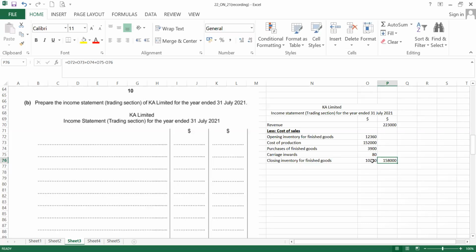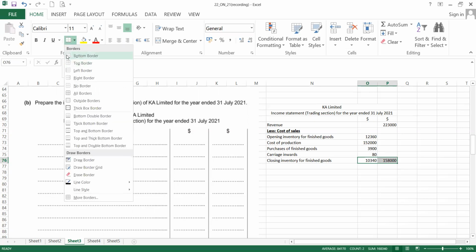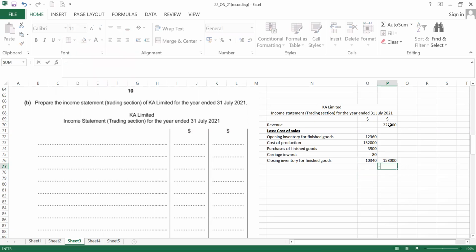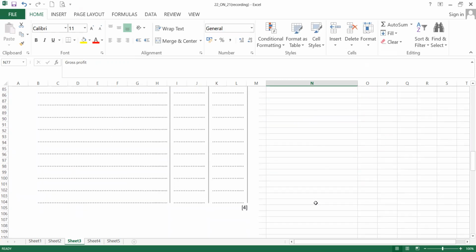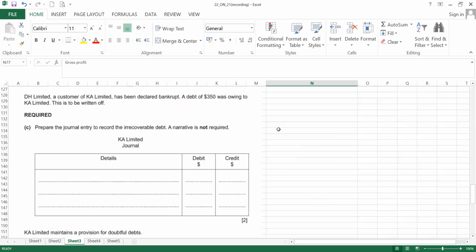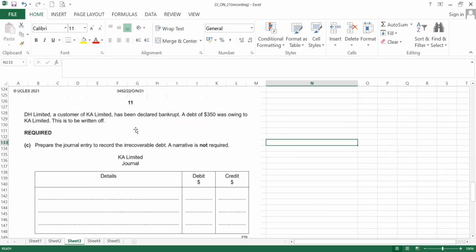So this amount, we take this minus this. So we get 65,000. Let's put in here a remark, gross profit. So this is for the trading section. Do up to the gross profit only. Okay, let's see what else the question is about.